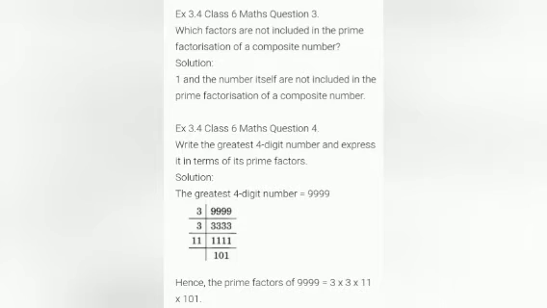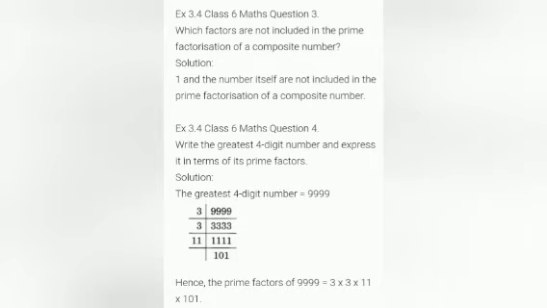Fourth question. Write the greatest 4-digit number and express it in terms of its prime factors. Greatest 4-digit number कौन सा है? That is 9999. That is the greatest 4-digit number. Now उसका prime factors हमें निकालना है. So first it cannot be divided by 2, because the last number is 9. It should be an even number.